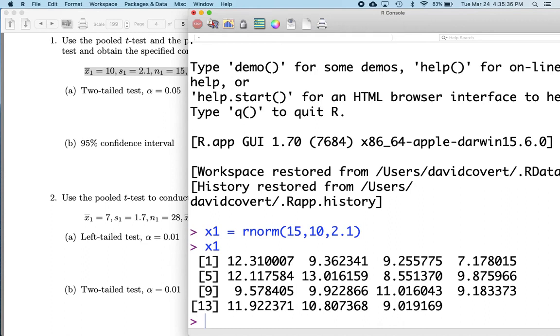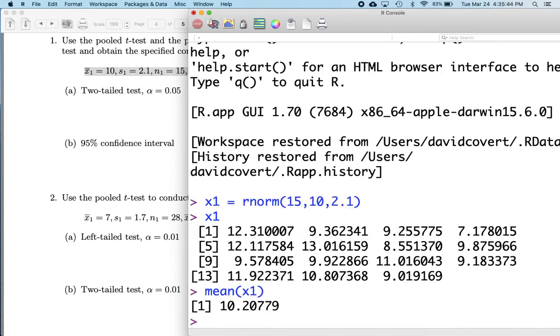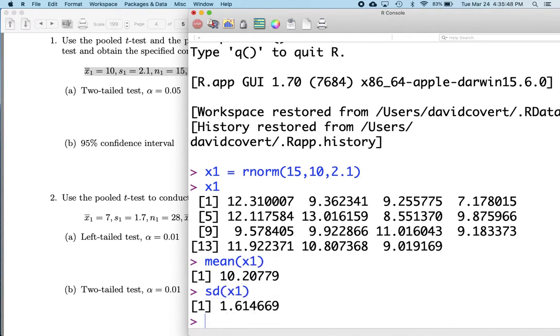And these 15 data points are not exactly what we're looking for because these are random data points. They're not going to have a mean that's exactly 10. It'll be close to 10, but not exactly 10. Likewise, the standard deviation is not going to be exactly 2.1. It'll be close. In this case, it's 1.6. It's not even that close. That's because it's such a small sample size.